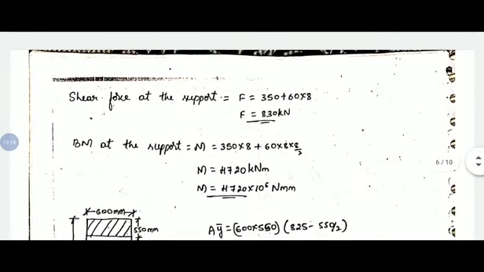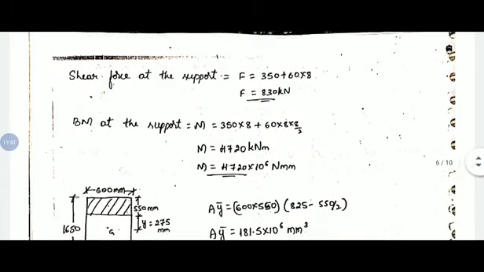So the shear force at the support F equals the support reaction, 350 plus 60 into 8. Since we have only one support, the same load will be its support reaction. So 830 kN will be the support reaction. Bending moment at the support, again the same: 350 into 8, load into distance, plus 60 into 8, where 60 is the UDL, 8 is the length, and 8/2 is the point of application of UDL. So the moment we will get is 4720 into 10 power 6 Newton mm.